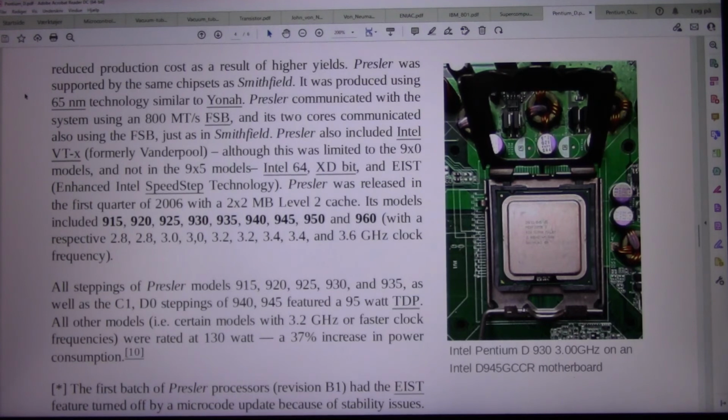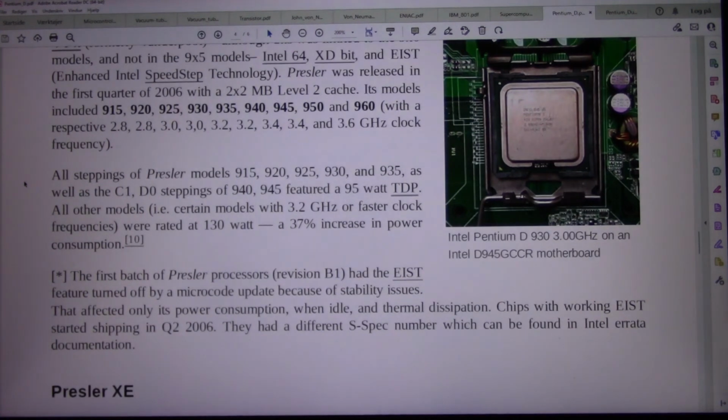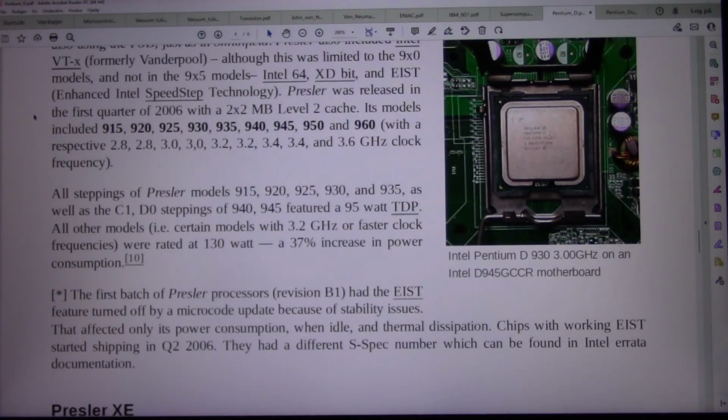Presler also included Intel TXT, formerly Vanderpool, although this was limited to the 9X0 models and not in the 9X5 models, Intel 64, XD bit, and EIST, Enhanced Intel SpeedStep Technology. Presler was released in the first quarter of 2006 with a 2x2 MB Level 2 cache.